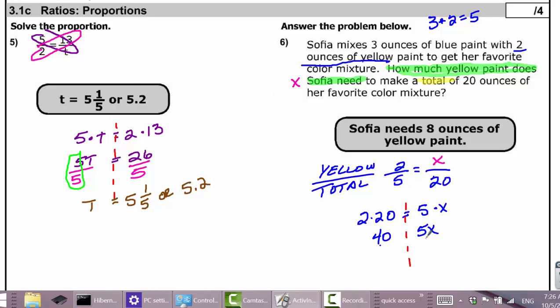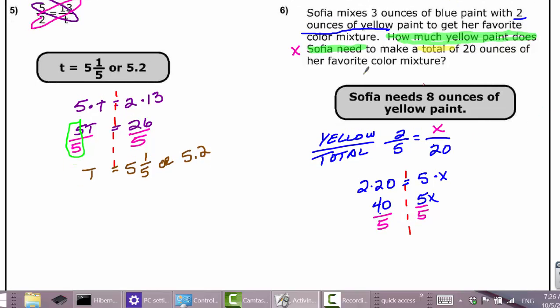Once again, we would divide by the coefficient. We don't want to know what 5x's are. We want to know what 1x is. So now we've got 1 times x is x, and 40 divided by 5 is 8. So we have 8 ounces of yellow. I was going to write that again, but that seems silly. They've already written it for us right there.